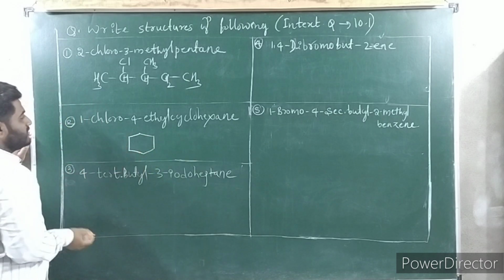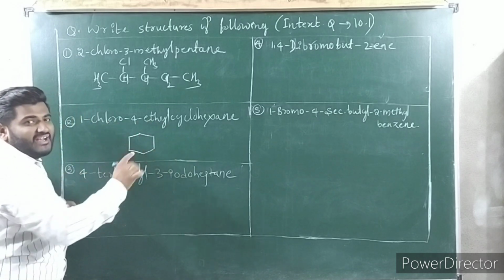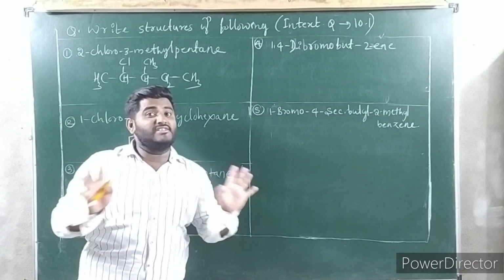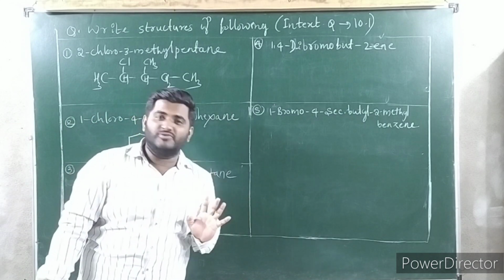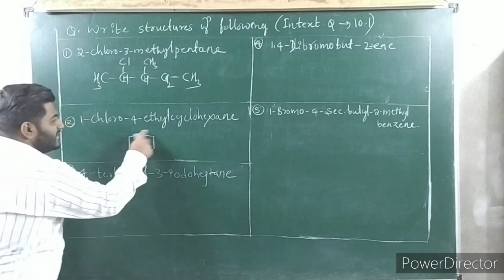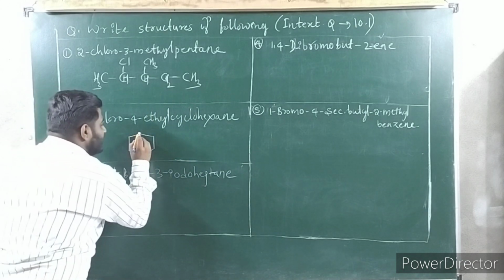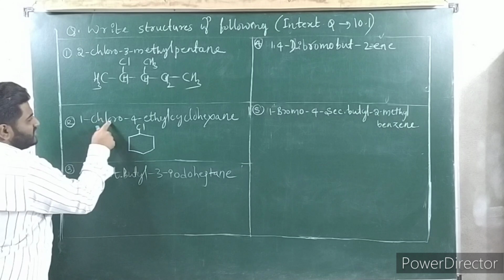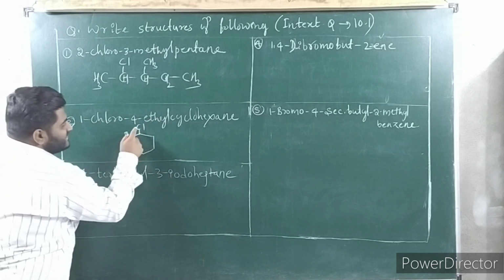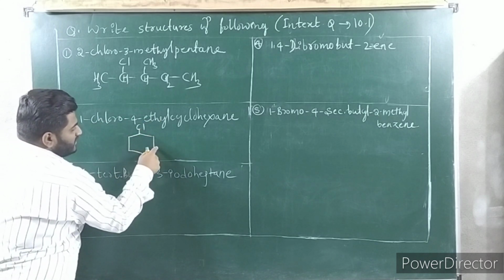This is our cyclohexane. Now see, 1-chloro. Any one position you can write 1. In cyclohexane, the positions are not determined until you write the first substitution. So you can write here, here, here, whatever you want. So I will write here. First position, chlorine. With respect to chlorine, fourth position, ethyl. See, 1, 2, 3, 4.